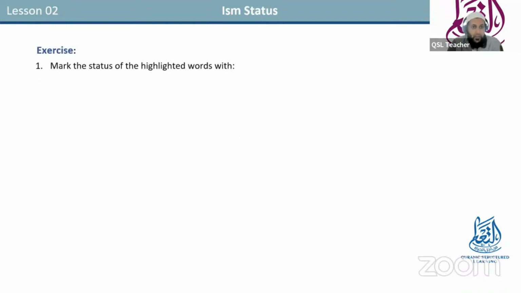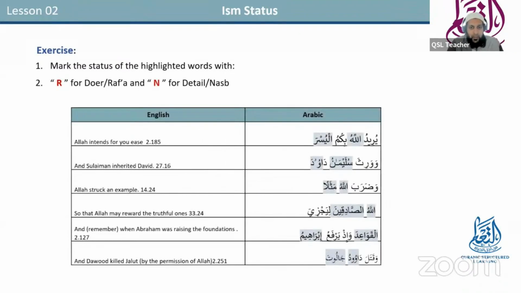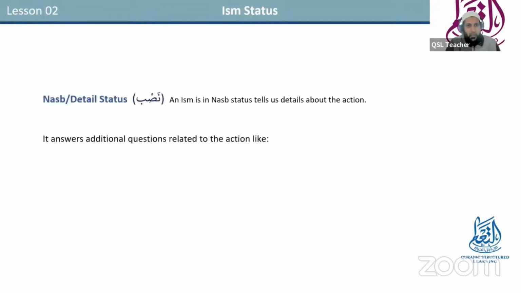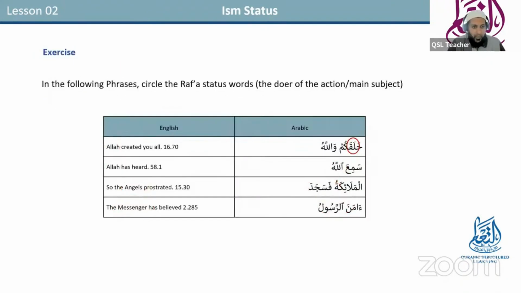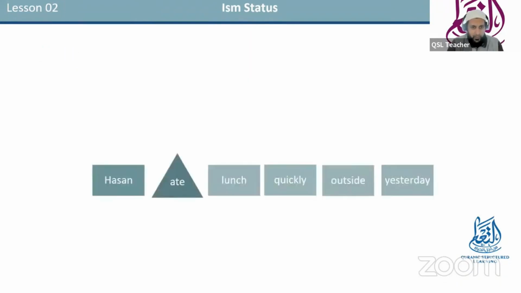Okay, so mark the status of the highlighted words with rafa and nasab in these examples. So we've got 6 examples here. Before we do that, let's just look at some English sentences. Okay, so we saw this: Hassan ate lunch quickly outside yesterday. We know Hassan is rafa, ate is the doing word.